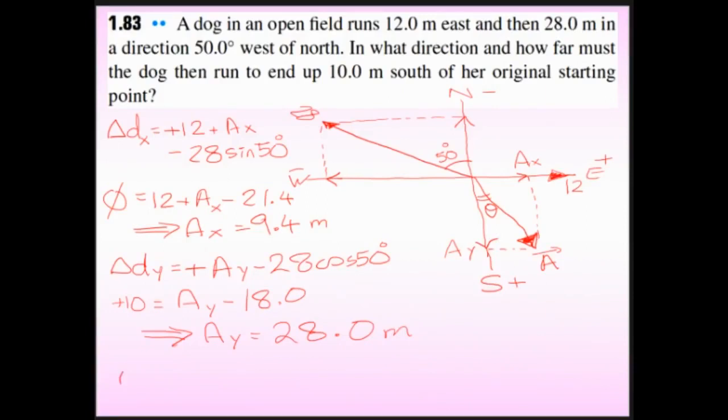What's A? Full A. Just add the 9.4 squared to the 28 squared. How much? I'll take that. 29.5 meters. So the dog needs to run 25.9 feet, 29.5 meters.